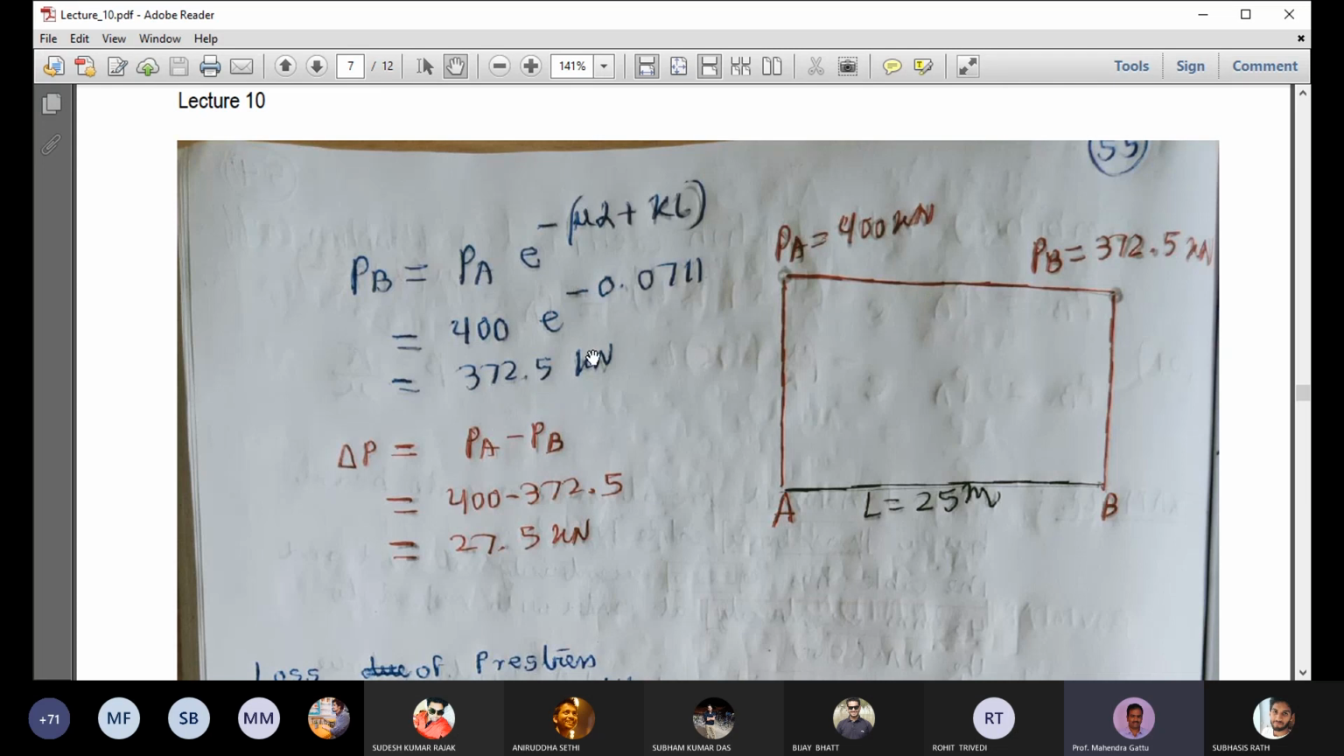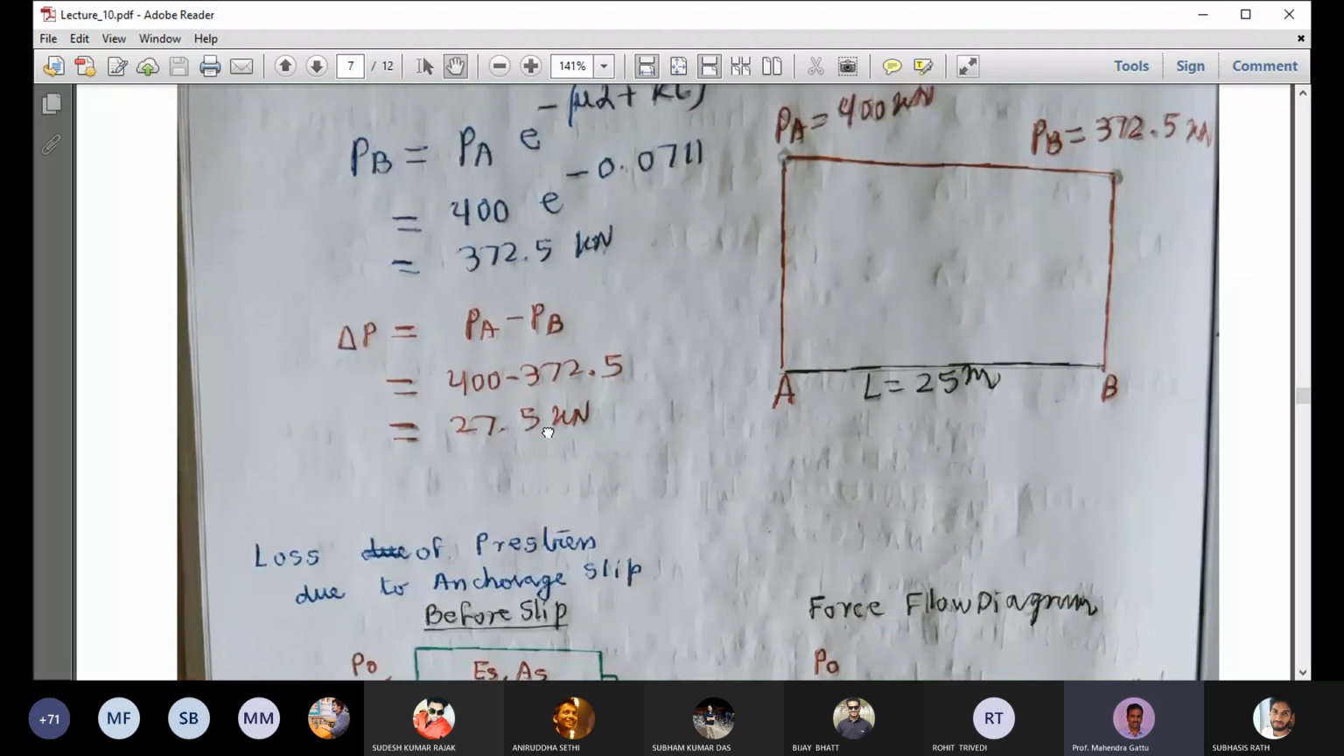So we can draw the force flow diagram along the span. At point A, we have PA as 400 kilonewton, and at point B, we have 372.5 kilonewton. And we can assume a linear variation because the slope of the cables is very small. So there is a loss of pre-stress from point A to point B, and that loss of pre-stress is the difference: 400 minus 372.5, which is 27.5 kilonewton.